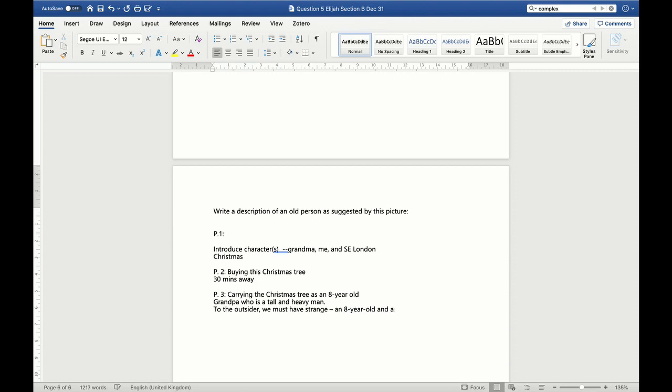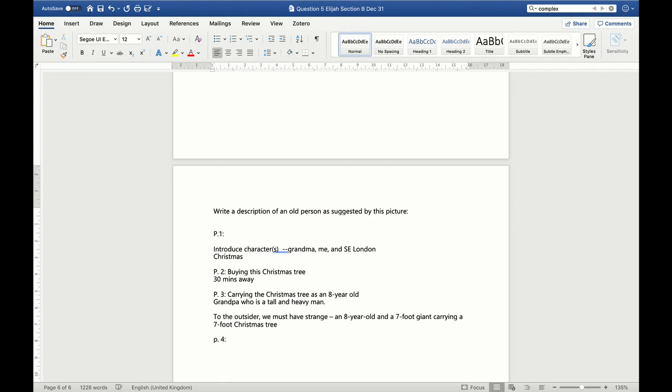And a 7-foot giant carrying a 7-foot tree. So this is kind of exaggerating slightly. My granddad's not quite 7 foot, but he is very tall. And the trees that we got were not 7 foot, but they were also very tall. So, and I did help him carry it. So, think about those sorts of things, and then think about how it might resolve.